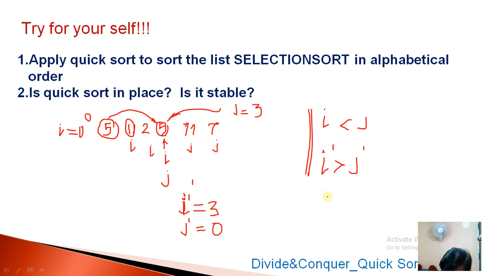Quicksort is unstable. So with this we will stop, and we will take up binary search, which is another example, example number 3, as far as the divide and conquer technique is concerned.